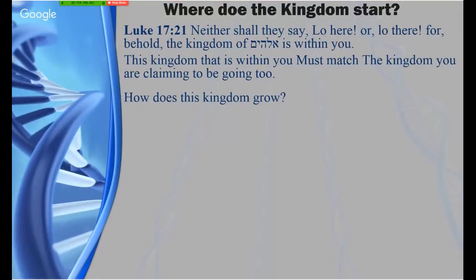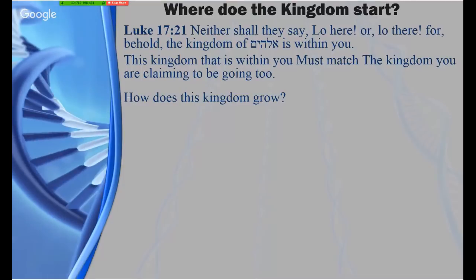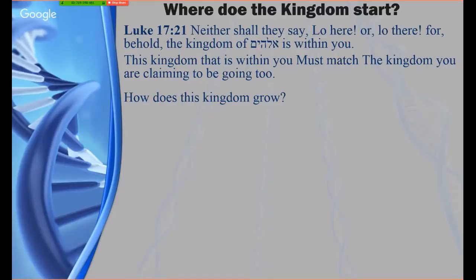The adversary has a kingdom. His kingdom is really growing. The question would be, how does the Father's kingdom grow? Anyone got an answer for that? How does the Father's kingdom grow?